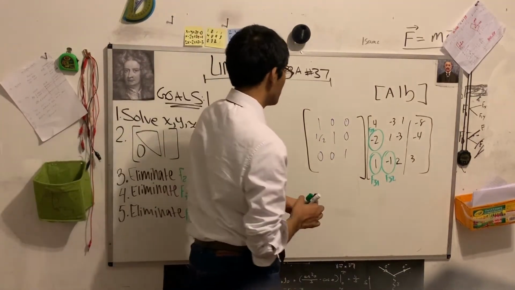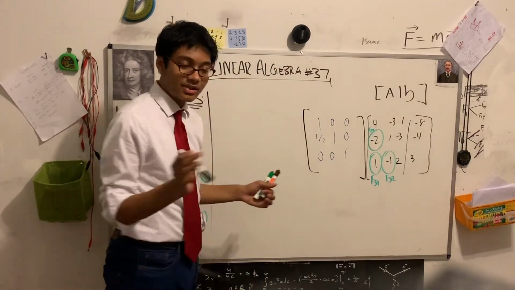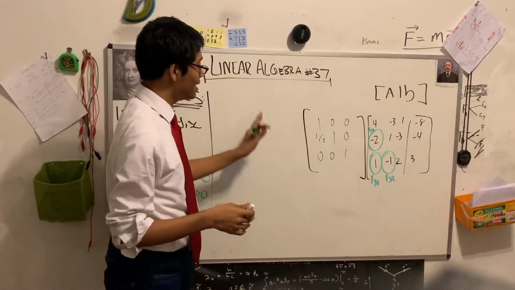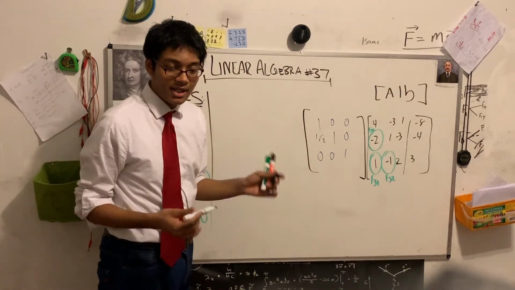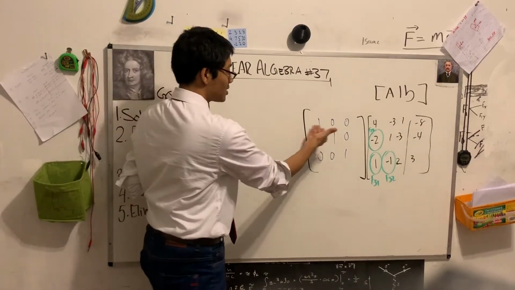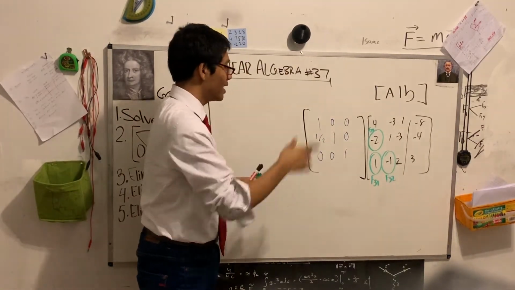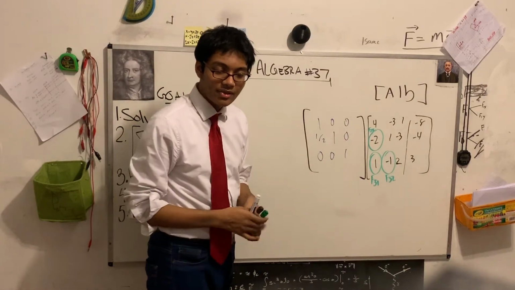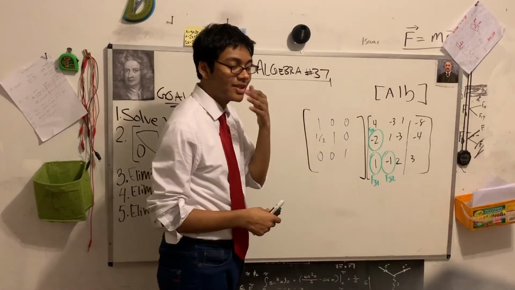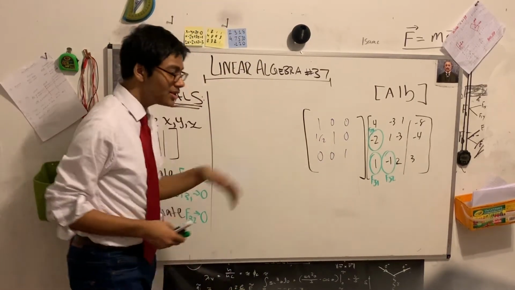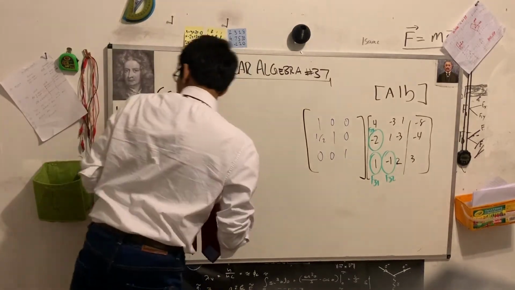Immediately I see that the form is correct. How do I know that? Because this already looks like an identity matrix. So you should keep that in mind: your elimination matrix should look like an identity matrix, with the good number in the good place. So let's take a look.